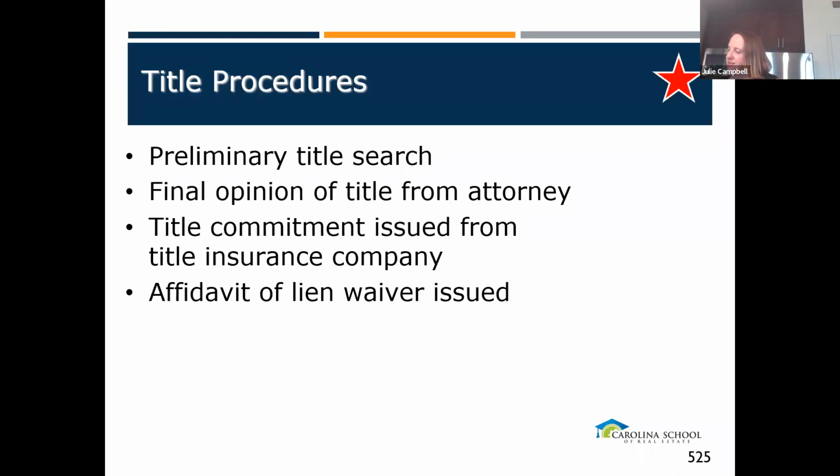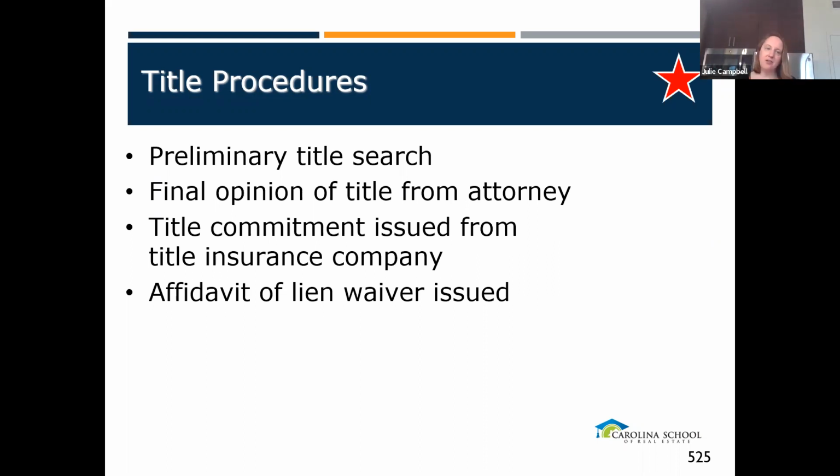So then we get that policy, which protects the new owner. And again, part of the title insurance process is going to be this affidavit from the seller saying, I promise nothing can come up later and affect the title.